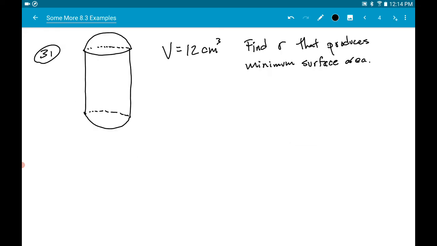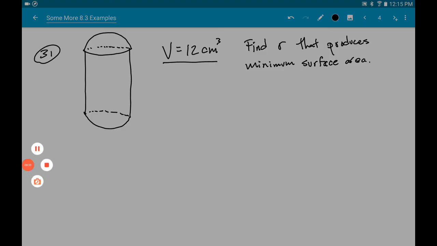All right, let's look at one more. Number 31, it says that there are 2 hemispheres on top of a cylinder. And so I tried to draw it out. It kind of looks to me like a pill or some capsule of some type. And so the idea is it gives us a volume of this object that's 12 centimeters cubed. And it wants us to find the r that produces the minimum surface area.